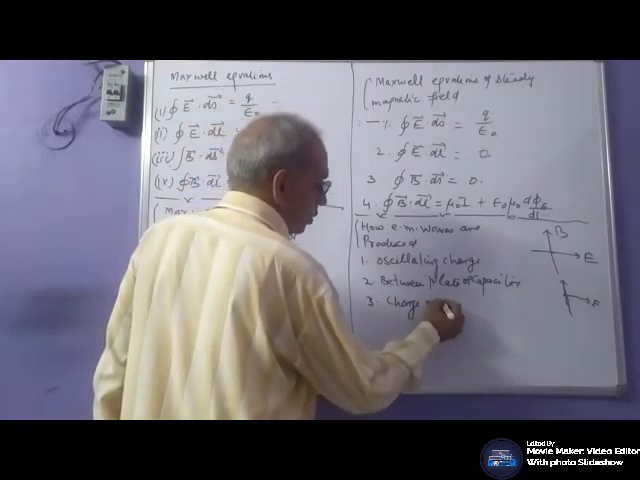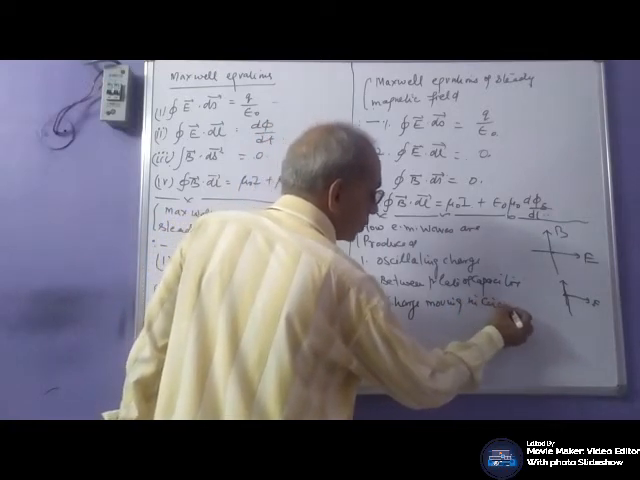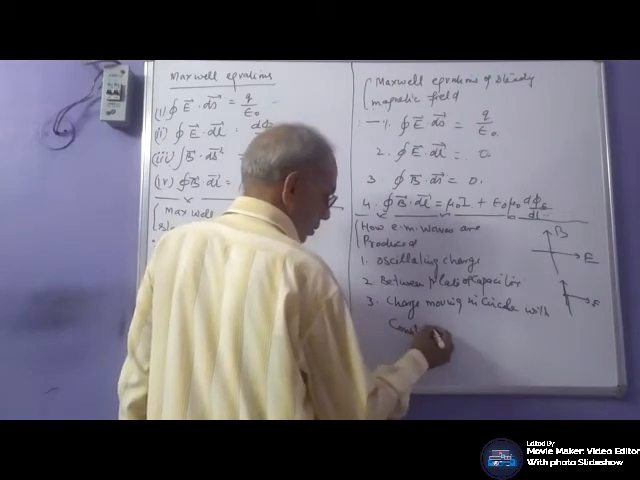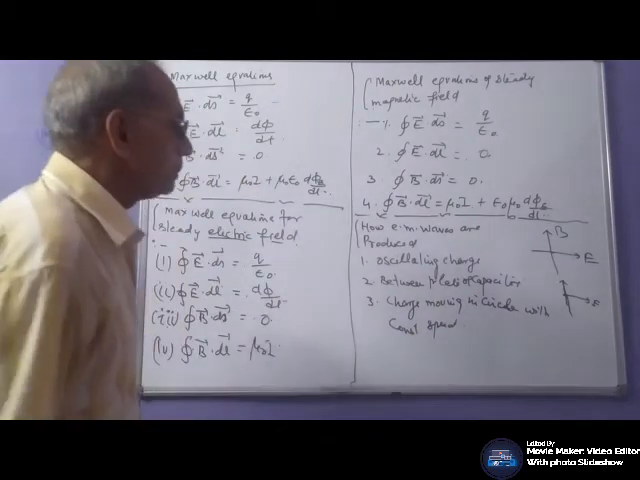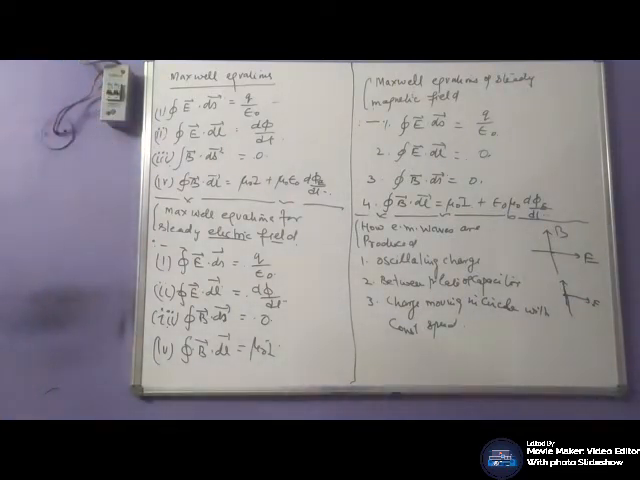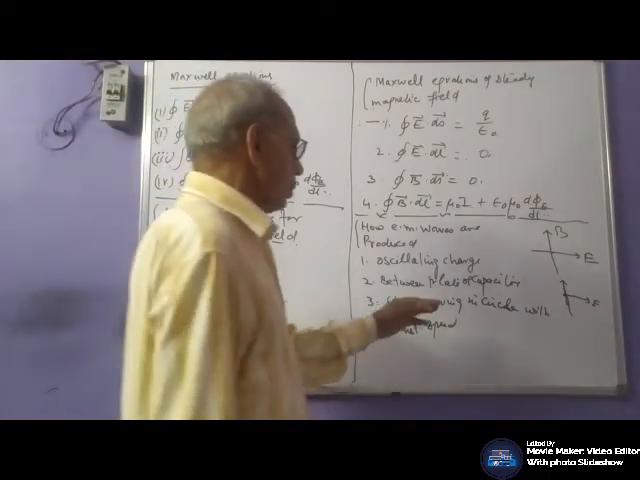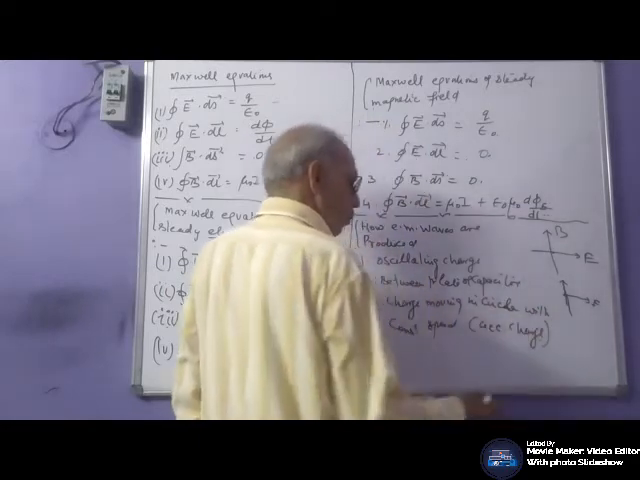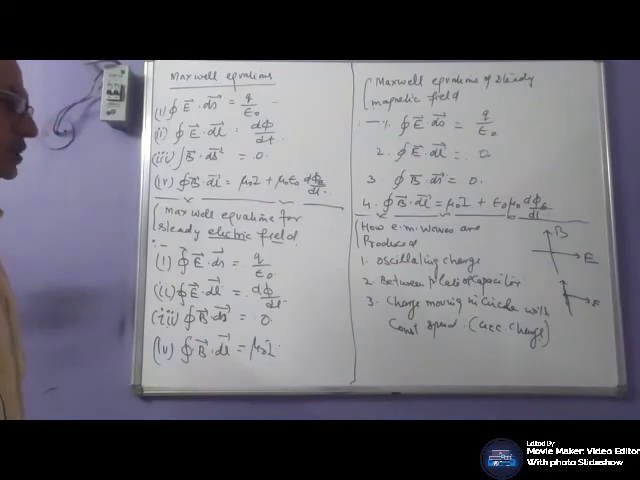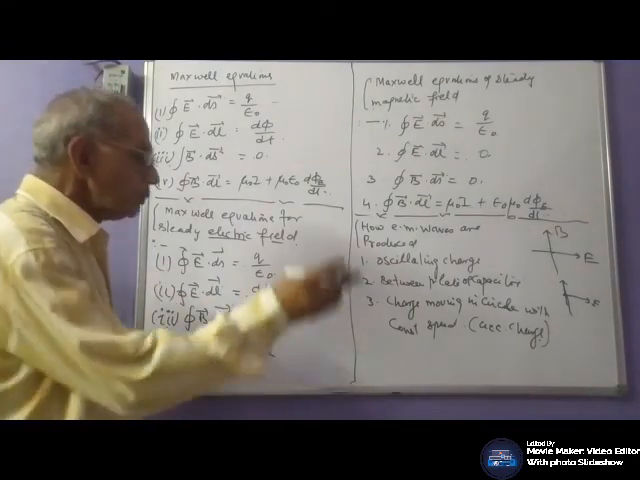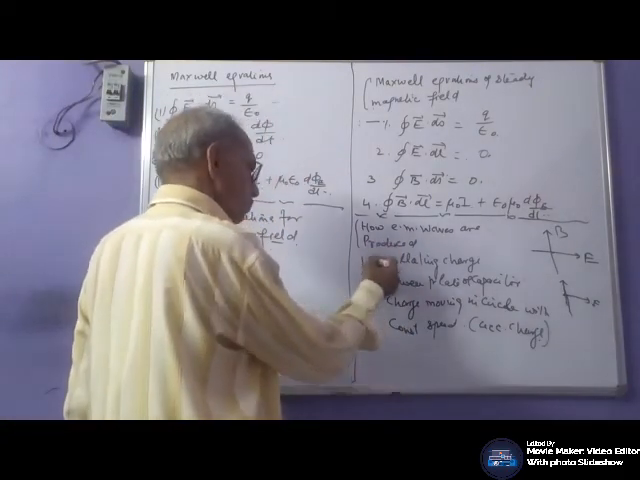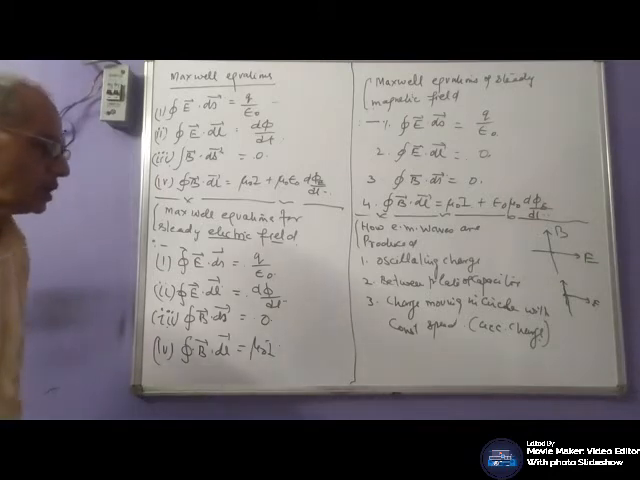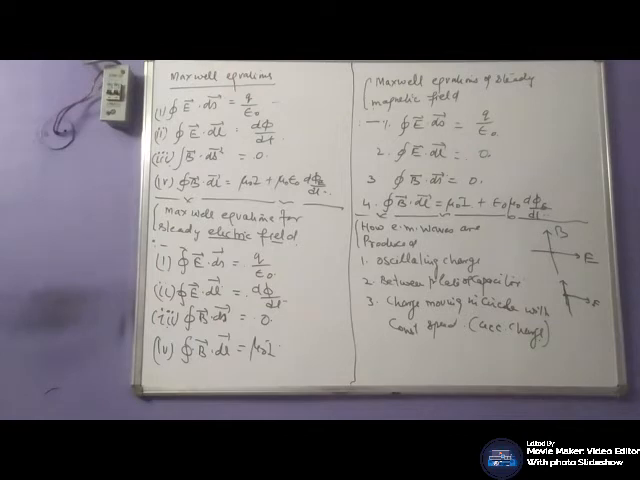A charge moving in a circle with constant speed: E will vary. How it will vary, we will take up later on. Constant speed, but it is an accelerating charge. Why? Velocity changes in circular motion. Speed is constant, the magnitude of velocity remains the same, but because of direction, velocity changes. So an oscillating charge will produce EM waves between the plates of a capacitor. EM waves will be there when charge oscillates, or moves in a circular path.